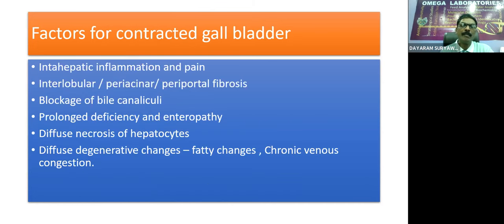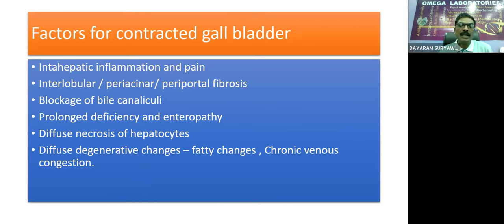Now we can see the factors which are responsible for the contracted type of gallbladder or the shrinkage of the gallbladder. So intrahepatic inflammation and pain. Whenever there is severe pain in the liver, severe pain in the bile duct or the bile canaliculi, and fibrosis, it may delay the transport of the preformed bile, and the bile may not reach the gallbladder, and that's why there is a contraction or smaller size of the gallbladder.